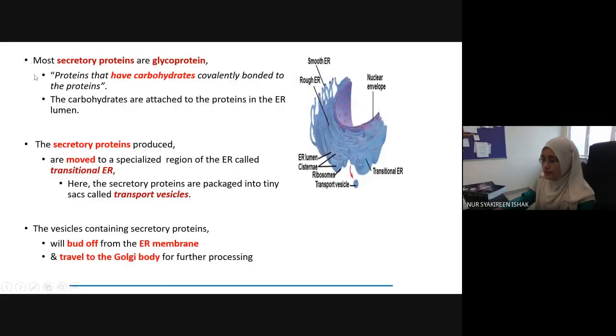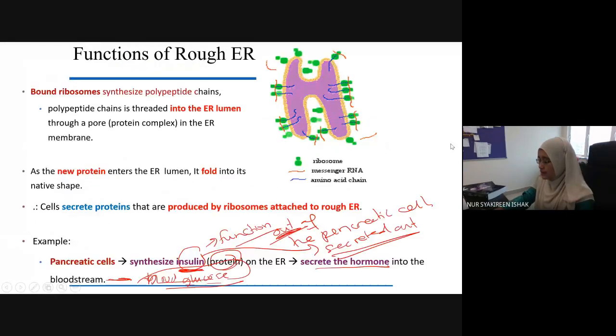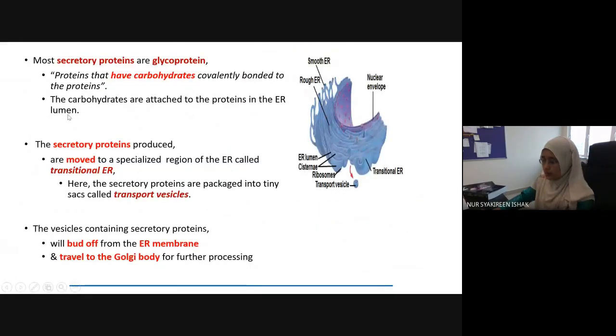So most secretory proteins are glycoproteins, okay. What are glycoproteins? Proteins that have carbohydrates covalently bonded to the protein. So the carbohydrates are attached to the protein in the ER lumen. So as the protein are synthesized, they are folded into specific shape, and you have carbohydrate attached to the protein to form the glycoprotein.